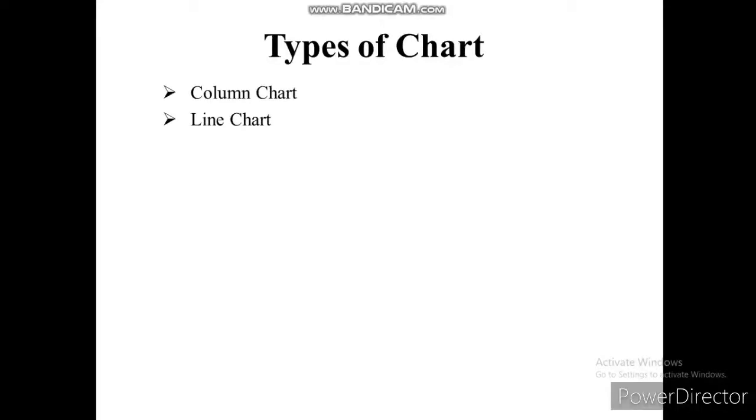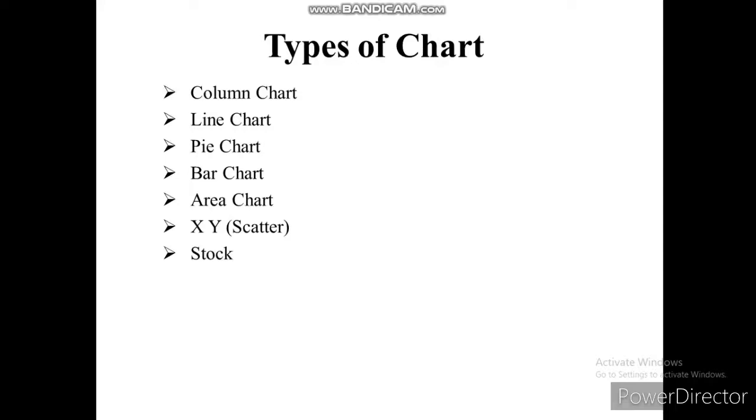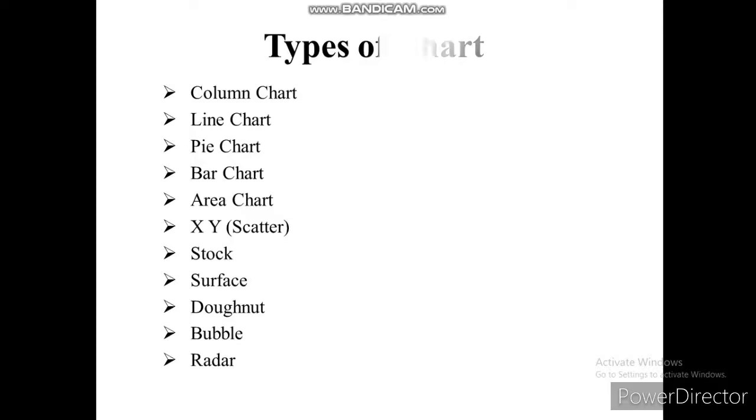Column chart, line chart, pie chart, bar chart, area chart, XY scatter, stock, surface, donut, bubble and radar. These are the types of chart present in Excel. In this chapter we will learn about only 5 types of chart, that is column chart, line chart, pie chart, bar chart and donut chart, right? Let's see them one by one.